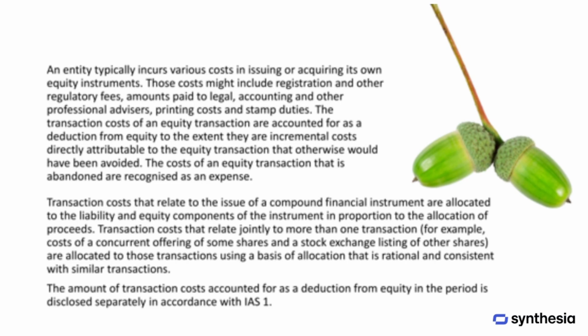For a compound financial instrument, transaction costs are allocated between the liability and equity components in proportion to how the proceeds from the instrument are allocated. When transaction costs relate to more than one transaction, such as the concurrent offering of shares and a stock exchange listing of other shares, the costs are allocated using a method that is rational and consistent with similar transactions. The total amount of transaction costs deducted from equity in a period is disclosed separately in accordance with IAS 1.